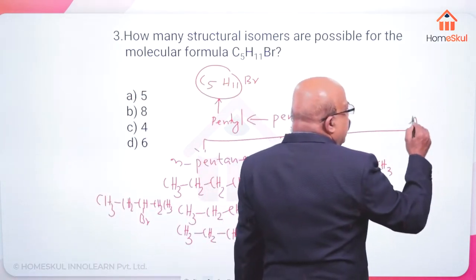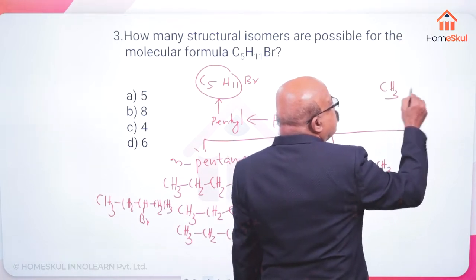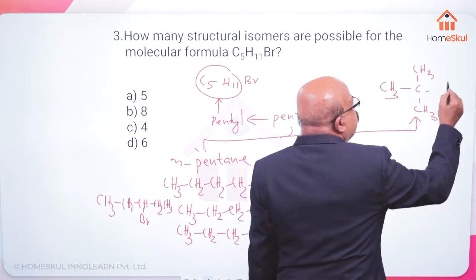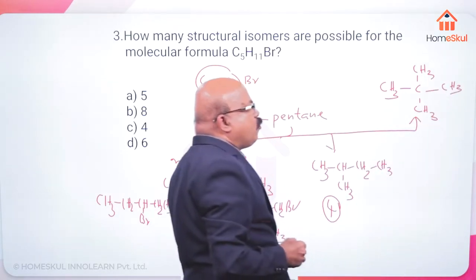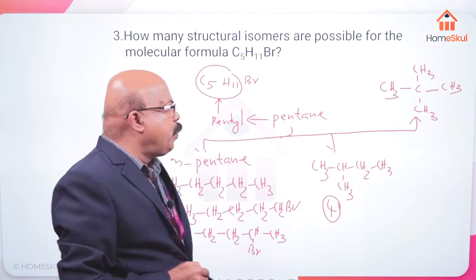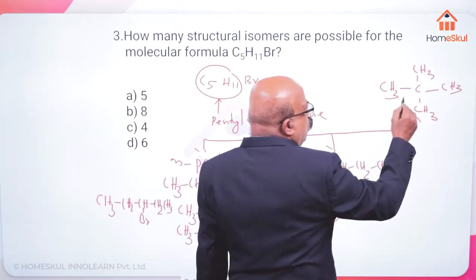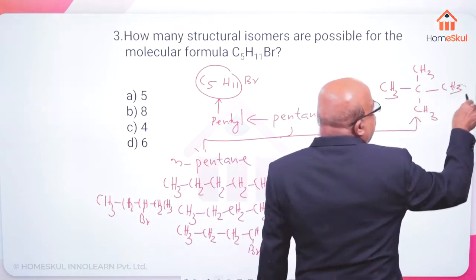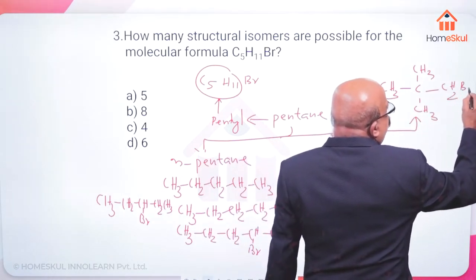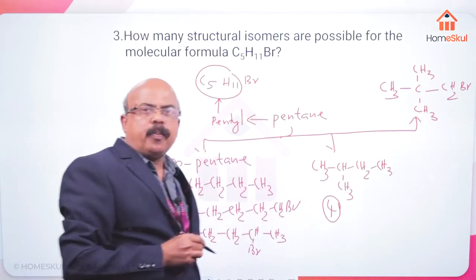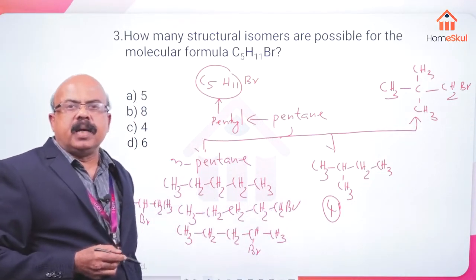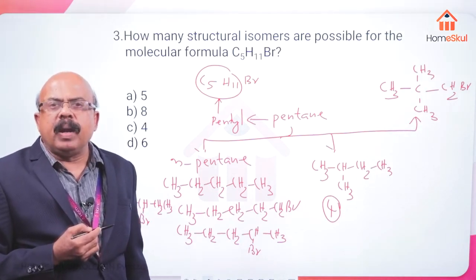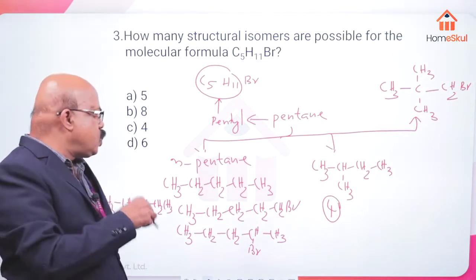And from neopentane, when one hydrogen atom is taken away from this neopentane, you will get one group, that is neopentyl group. So only one bromo derivative can be formed, that is 1 bromo 2,2-dimethyl propane.